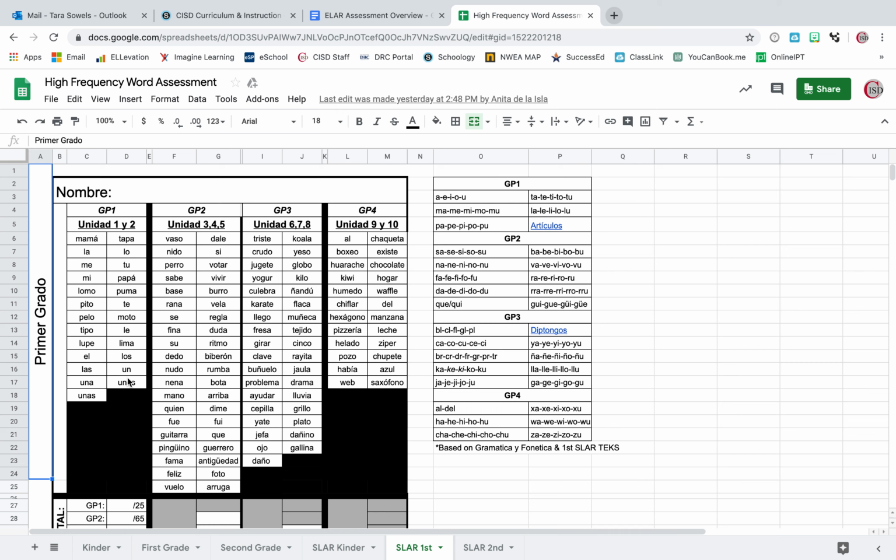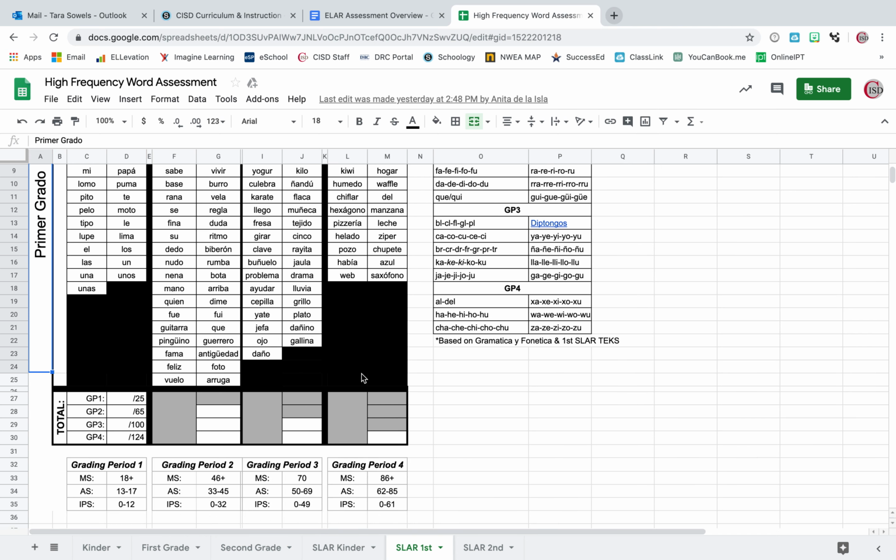These words are made up of the syllables that were intended to be taught for that grading period. So if you notice for unit 1 and 2, all of the words here are made up of the syllables from grading period 1. And then when you look at grading period 2, units 3, 4, and 5 from the Gramática y Fonética, that's also going to include these syllables, plus perhaps some syllables that have already been taught and should have already been mastered. So you'll see the total down there at the end of the year will be 124 words.